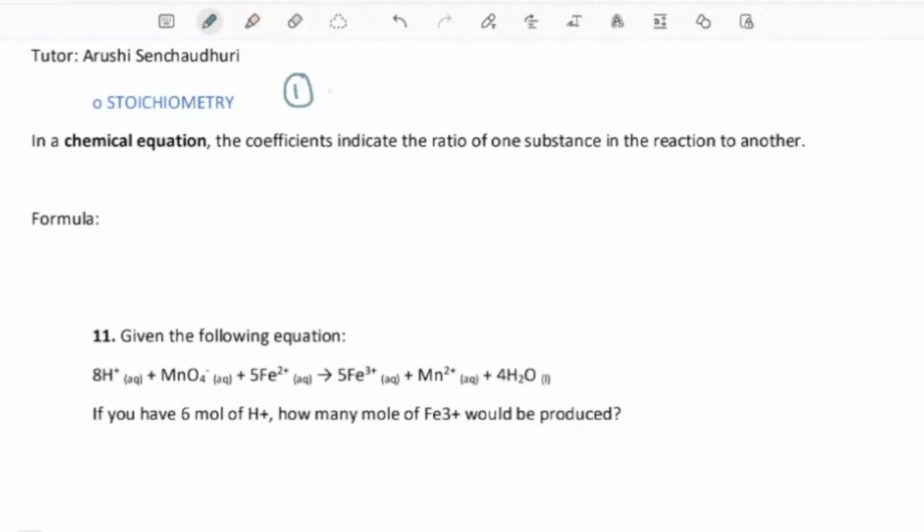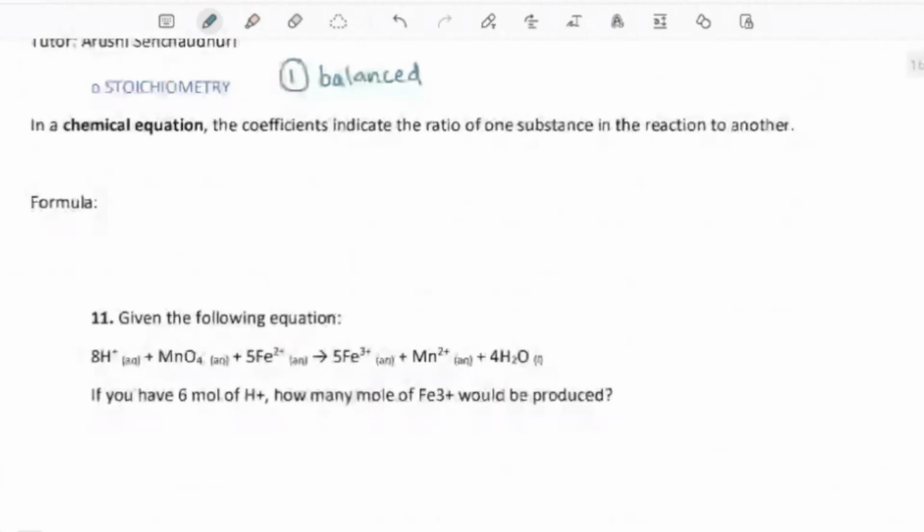The first thing that you're ever going to do is write a balanced chemical equation with the context given. That should be your first step. Why is this? Because in stoichiometry, in a chemical equation, the coefficients indicate the ratio of one substance to another in this reaction, how they react with each other.